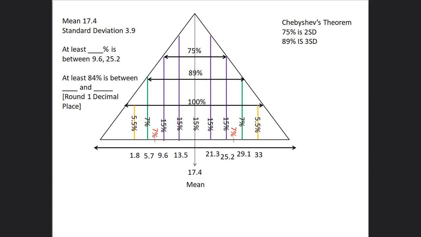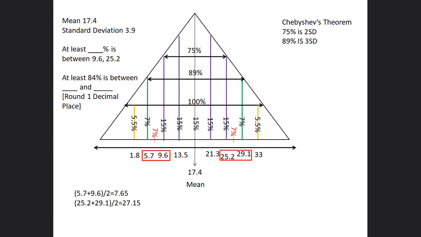When we look to the left, the numbers that are right in the middle of the 7%, the red one, are 5.7 and 9.6. And to the right, we have 25.2 and 29.1. 5.7 plus 9.6 divided by 2 is 7.65. 25.2 plus 29.1 divided by 2 is 27.15. The question says to round to one decimal place.